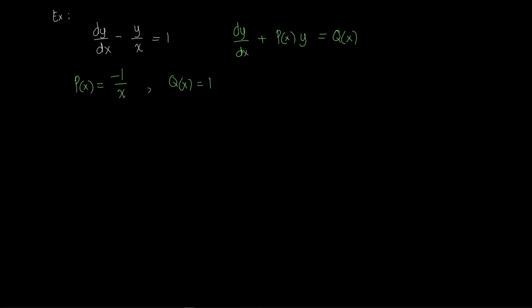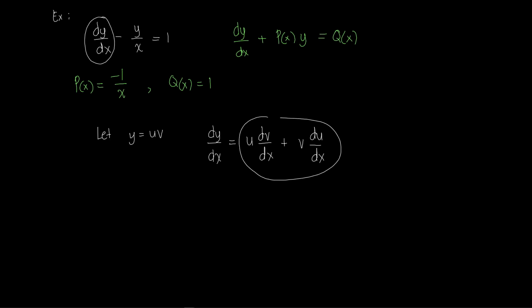So first, let y is equal to uv. Then we have dy over dx is equal to u dv over dx plus v du over dx. Okay, so we have that. And then we have to substitute it into our equation, because our dy over dx is this.